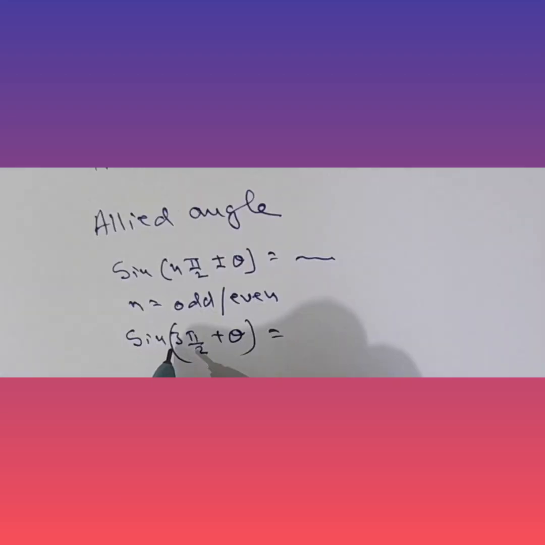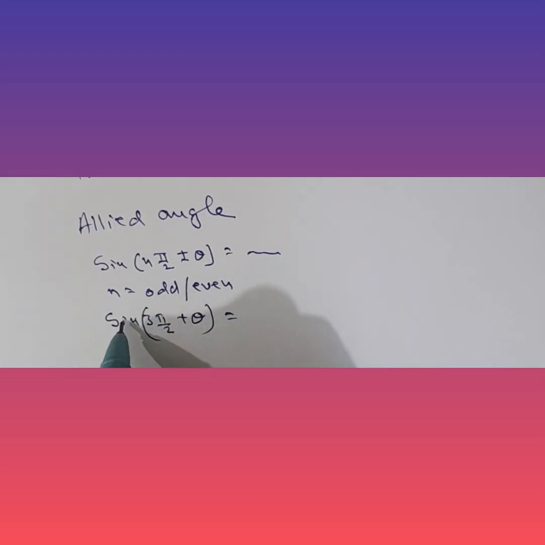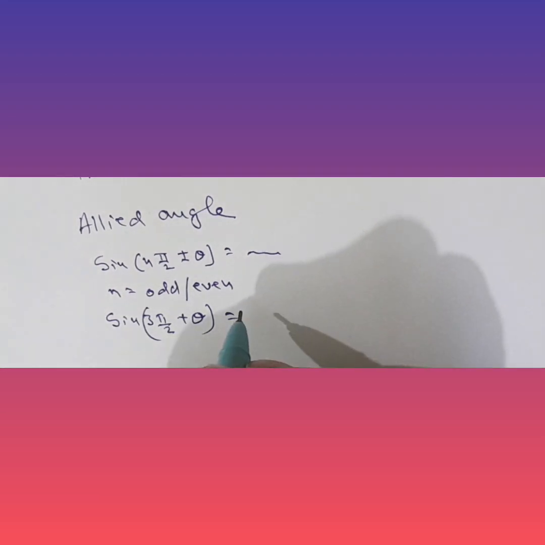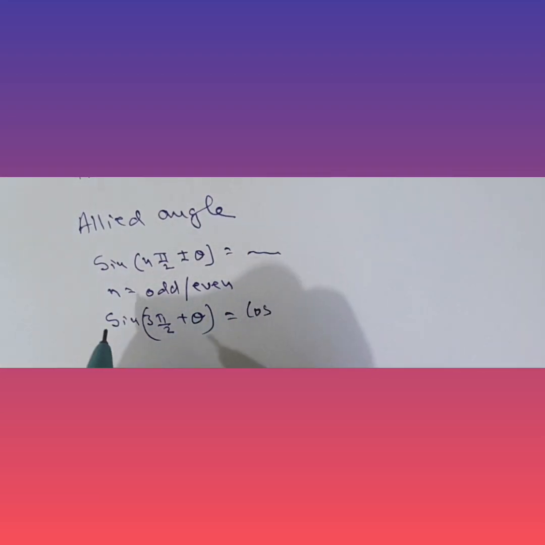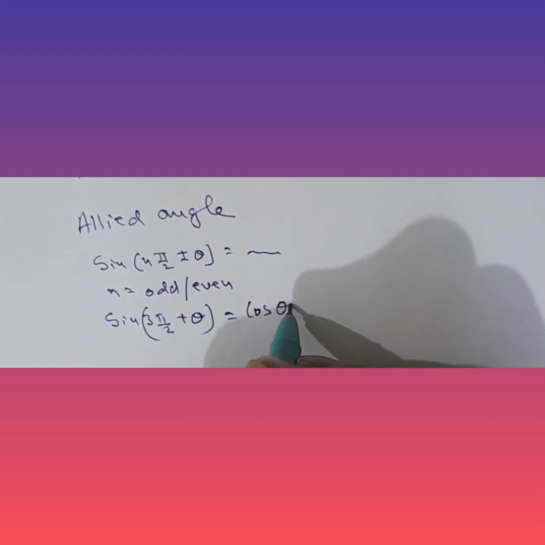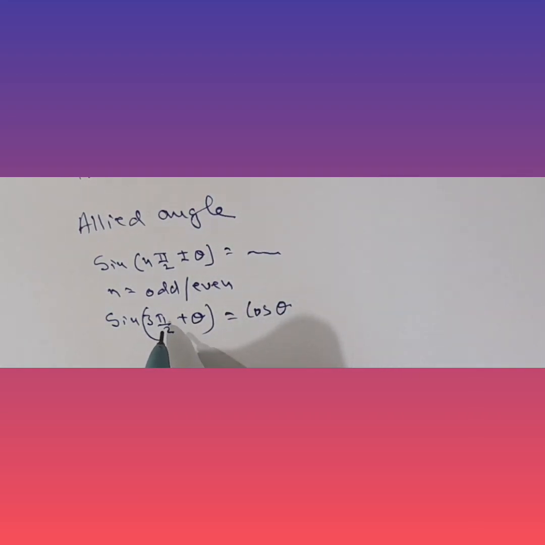Now, whenever n is odd, the counterpart of the trigonometric function drops in over here. If this is sine, it would be cos. If it had been cot, this would have been tan. If this had been cosec, this would have been sec. Got it? Okay. And θ. Now, we are interested in finding out this sign, plus or minus.